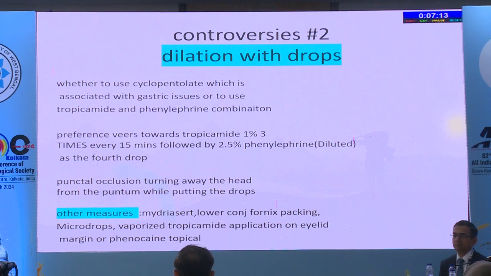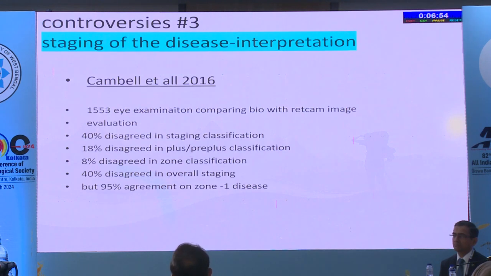the fornix. And you can use mydriasert, lower conjunctival fornix packing can be done. And vaporized tropicamide applications on the eyelid margin, or proparacaine topical, is another option which helps the dilatation.